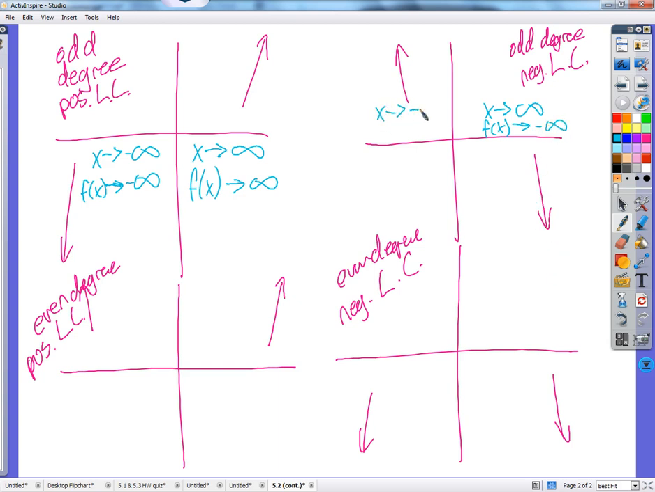As x goes to negative infinity, f of x, where is it going? Infinity, yeah. As we move this direction, we're also moving this direction. It's going to positive infinity.